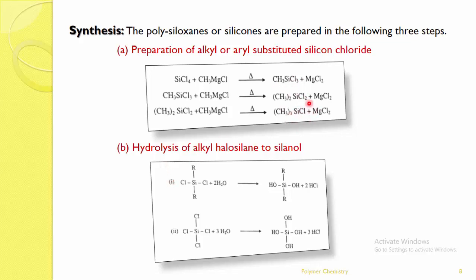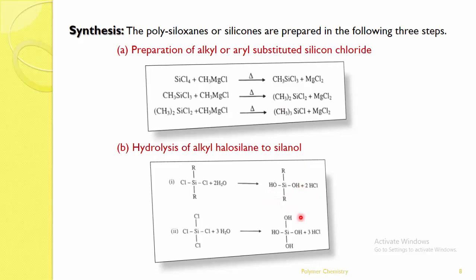Once the silicon chlorides are formed, very simply the hydrolysis of alkyl halosilanes, whether dihalosilanes or tetra, gives silanols. These silanes can be hydrolyzed with simple water molecules to form silanols, having hydroxyl groups.